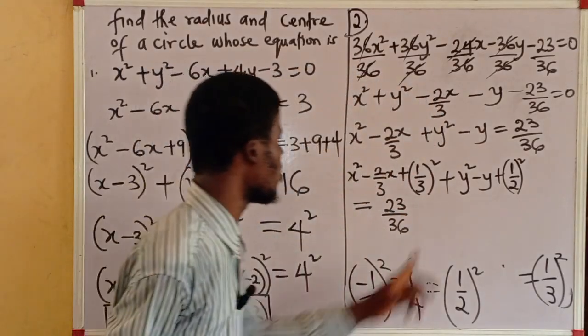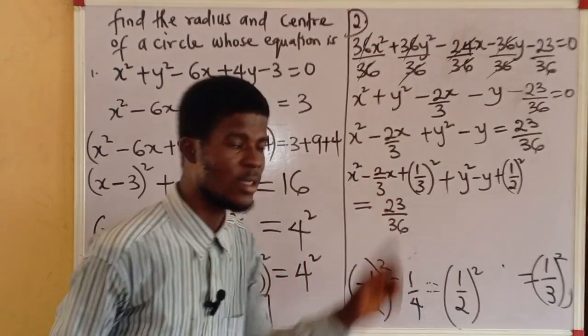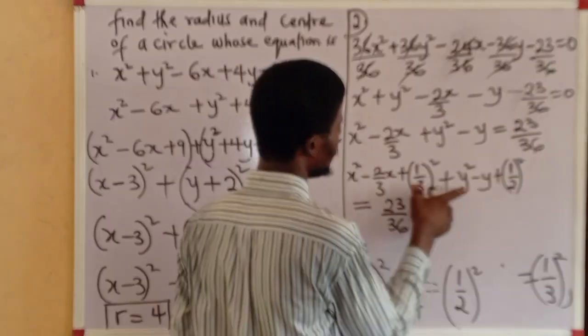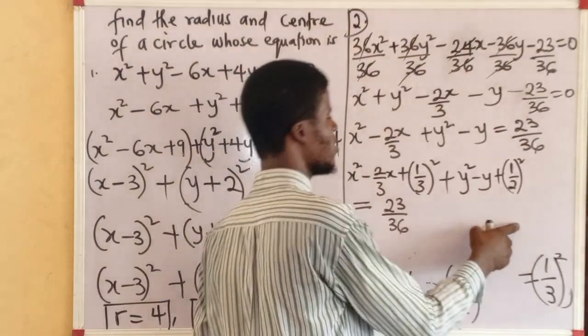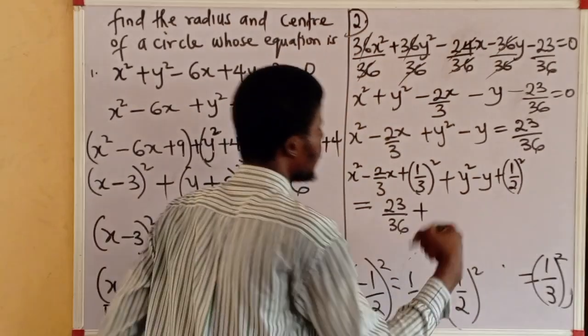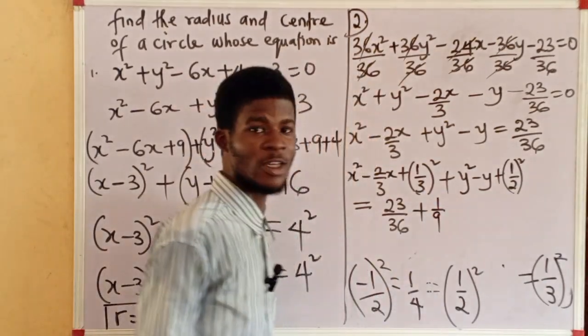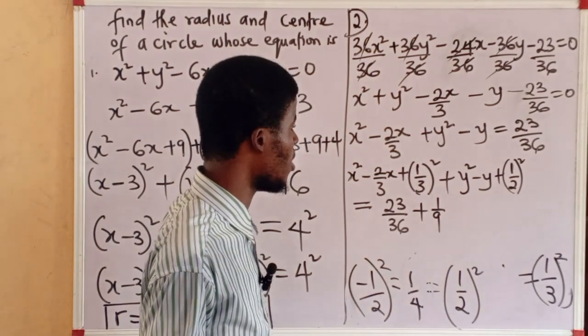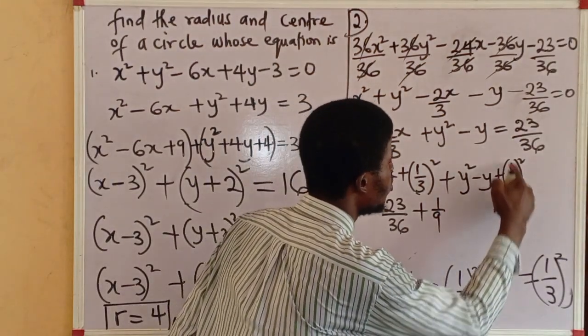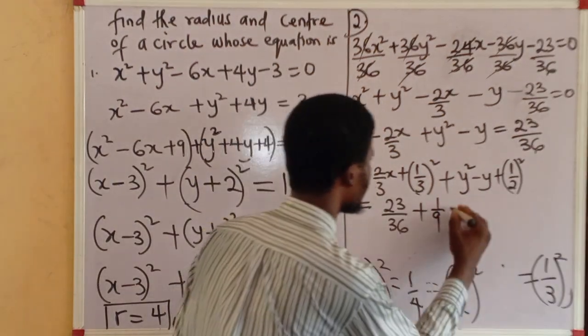Now, we are adding this and this to both sides. So we have added them to the left hand side. Let's add them to the right hand side. Of course, 1 over 3 all squared is 1 over 9. I chose to write it this way. There's nothing wrong about that. And 1 over 2 all squared is 1 over 4.